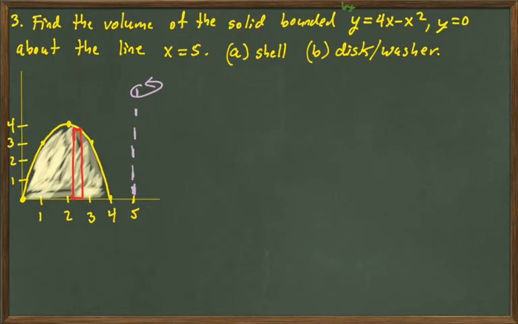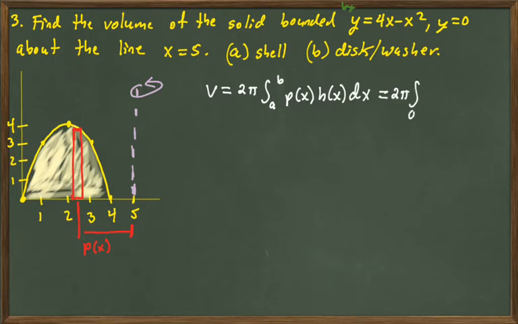Okay, so the distance function, from the representative rectangle to the axis of revolution, is going to be a little bit trickier. We're going to be integrating with respect to x, and our region goes from 0 to 4. So the volume is going to be 2 pi, integral from a to b, p of x, h of x, dx. So that's 2 pi, integral from 0 to 4.